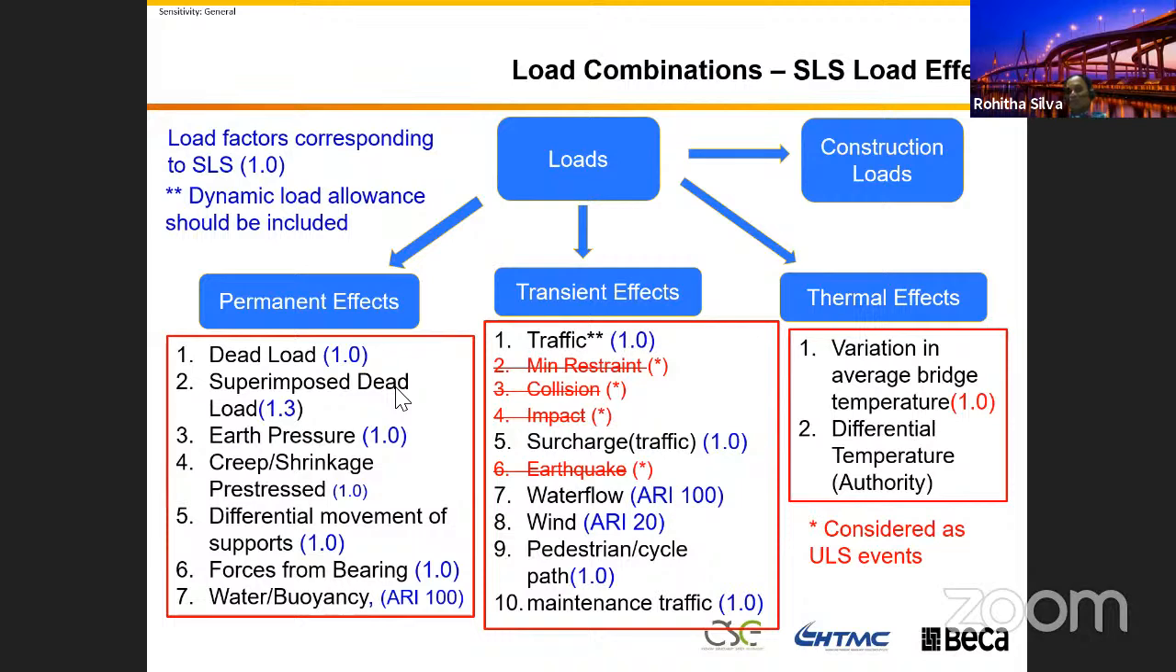If you use the Eurocode, you get your loads classified like that, the traffic load and so on, and then you have these effects identified, then combine them together. Again, I just need to mention the wind load here and the water flow here. Water flow is 1 in 100 year ARI, and the wind is 1 in 20, in the serviceability limit state.